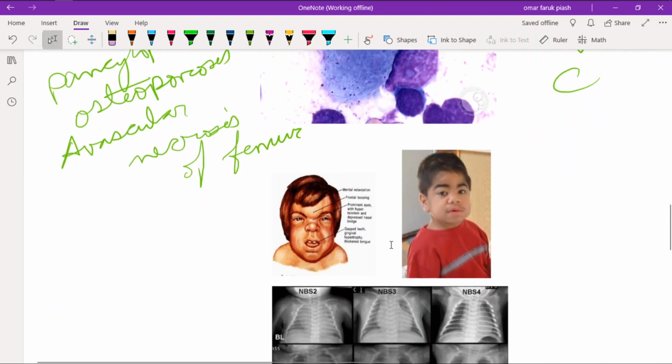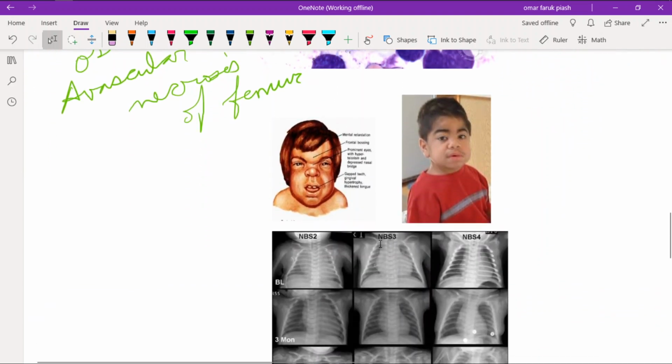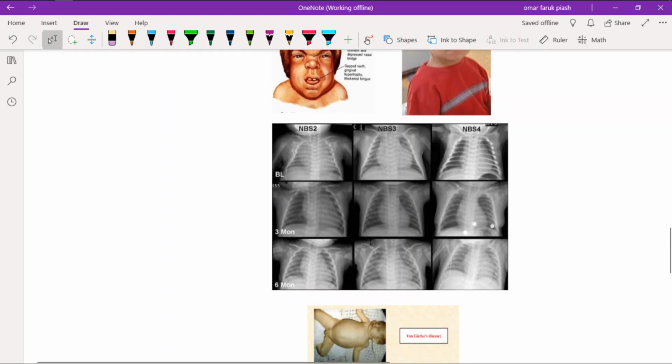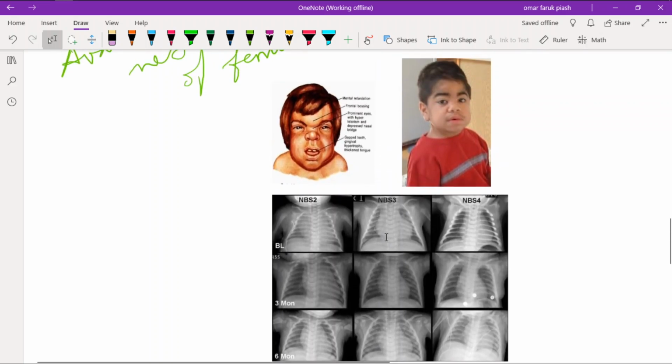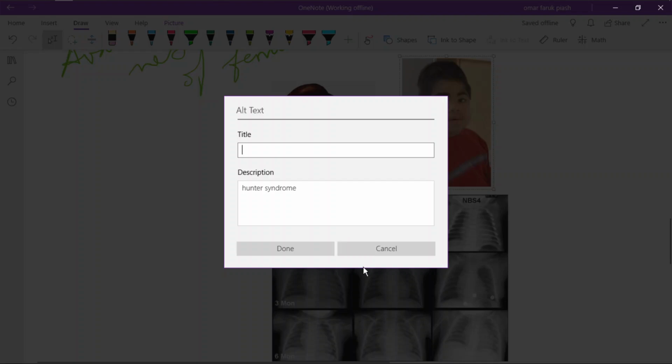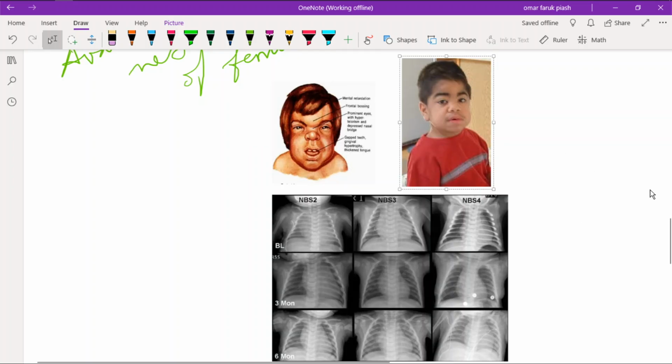And the last disease of the lysosomal storage diseases, the important one, is a bundle pack: Hurler and Hunter. In Hurler disease, there is developmental delay. This is a picture of Hunter syndrome. There is developmental delay, and there is gargoylism, and this disease is also known as gargoylism.